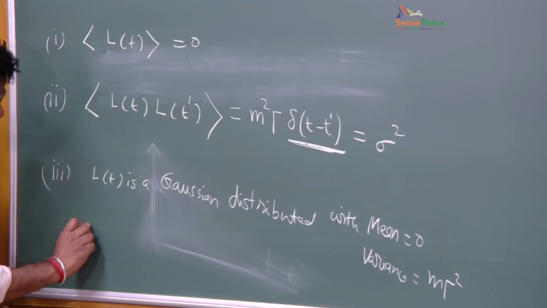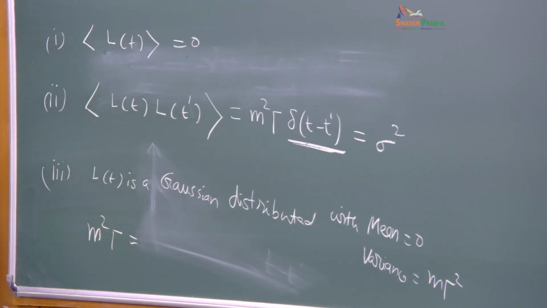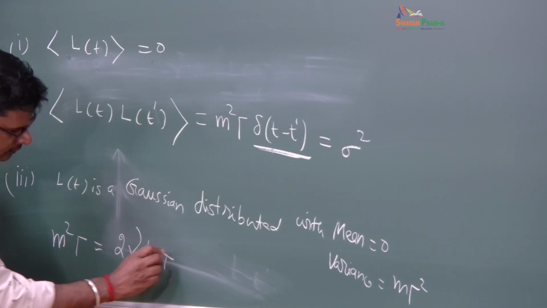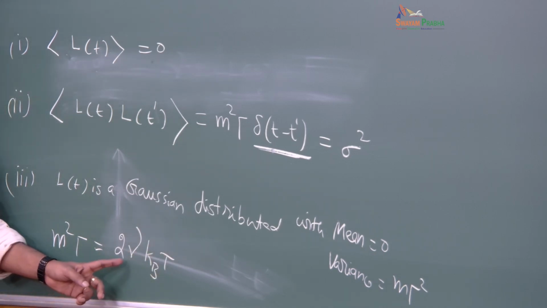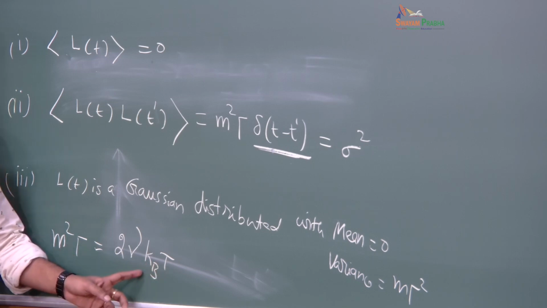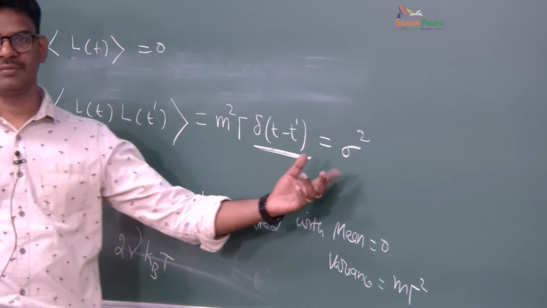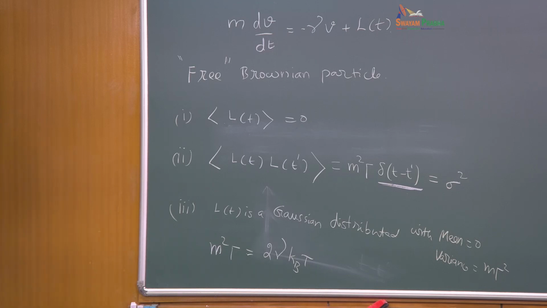Can anyone recall what m square gamma is? We showed that this gamma here is related to the friction coefficient and temperature via this. So it tells you the magnitude of the mean square random force.